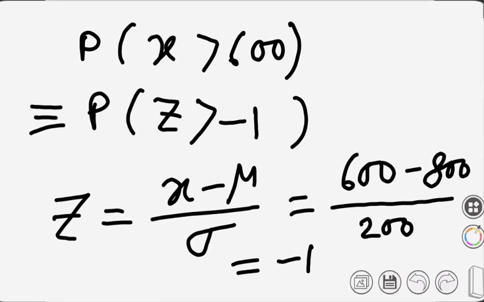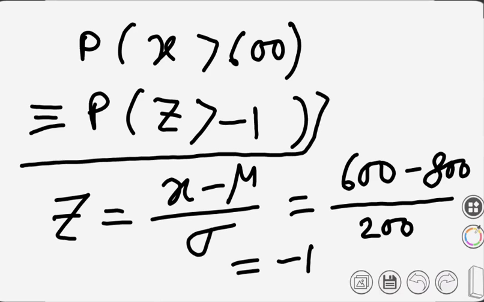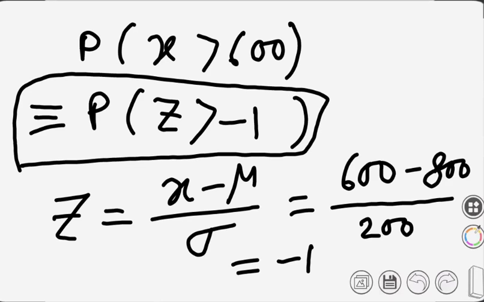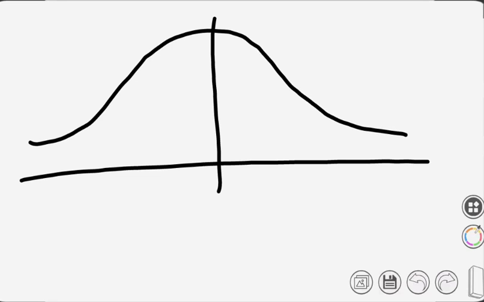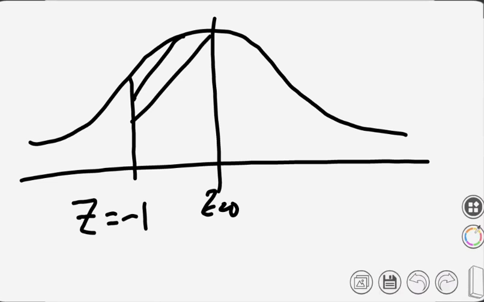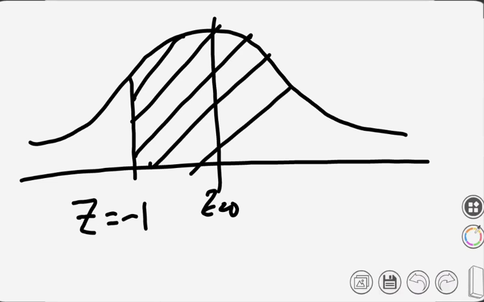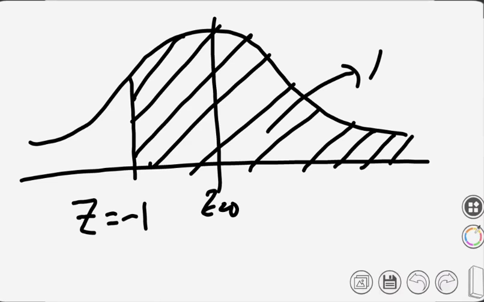So probability x greater than 600 equals probability z greater than -1. That means if I draw the curve, the curve will look like this. So this is z equals -1, because this is z equals 0, and this is z equals -1. So greater than z equals -1 means this is your required probability.